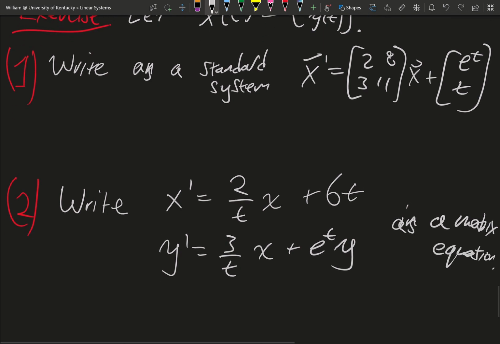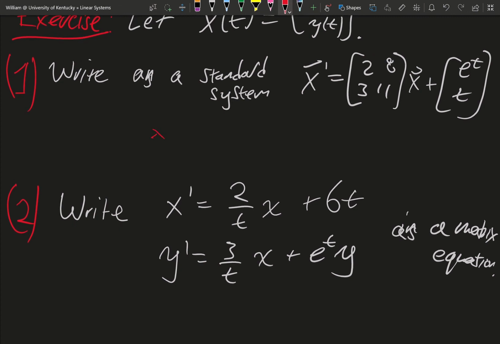All right, so these should be pretty quick problems. For this first one, you should have x prime is equal to 2x plus 3y plus e to the t, and y prime is equal to 3x plus 11y plus t.